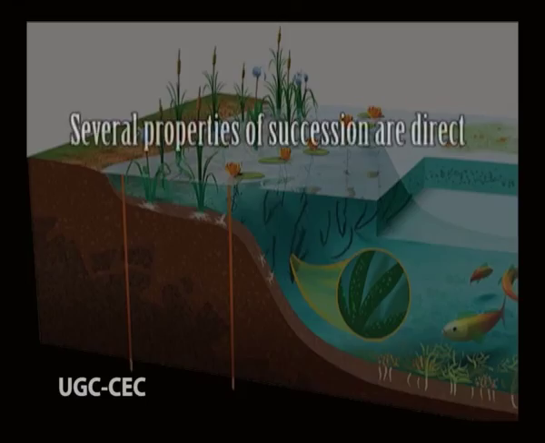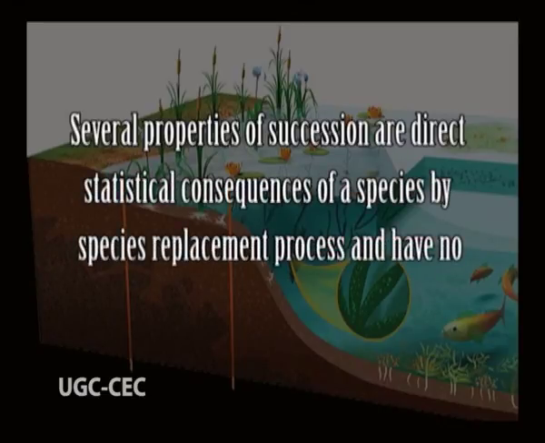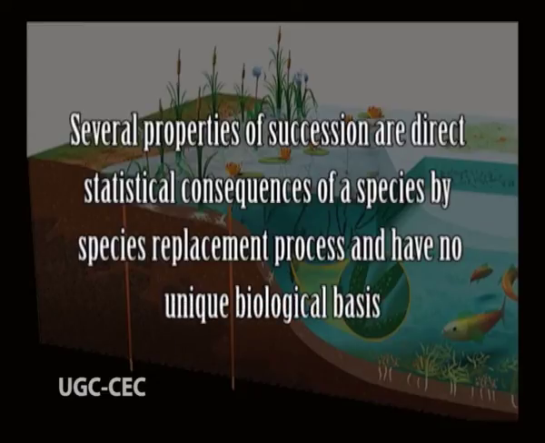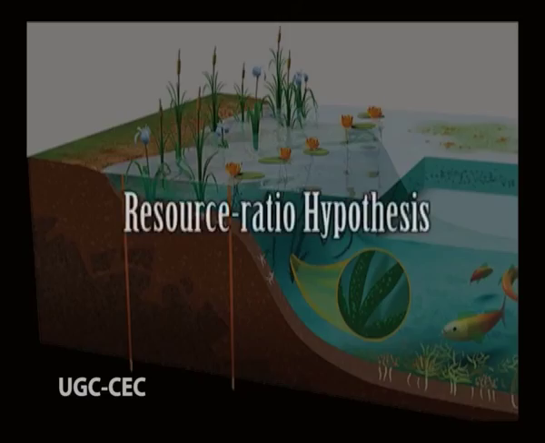Horn in 1975 presented a model based on tree-by-tree replacement and concluded that several properties of succession are direct statistical consequences of a species-by-species replacement process and have no unique biological basis. According to him, stabilization, that is the convergence of different pioneer communities to the same climax community, and the return of a community to something like the original if disturbed, are all functions of a Markov chain process and arise merely as a statistical necessity. Students, let us now discuss the next model, the resource ratio hypothesis.